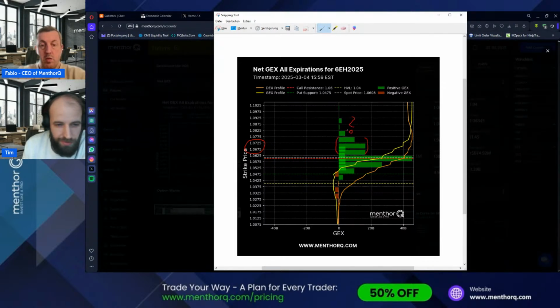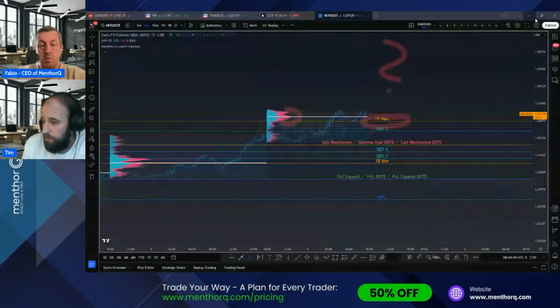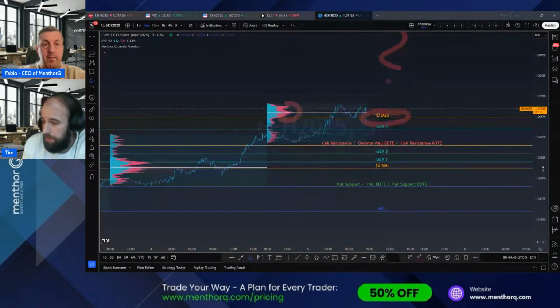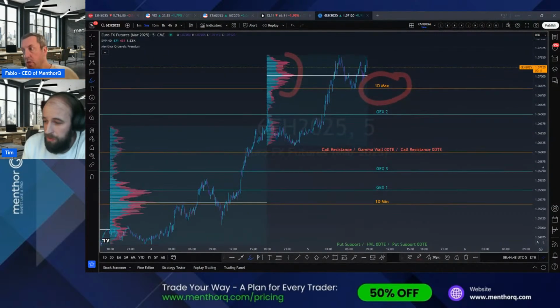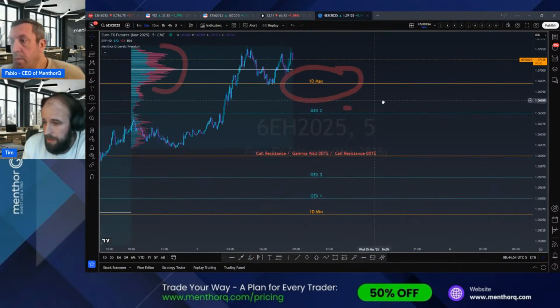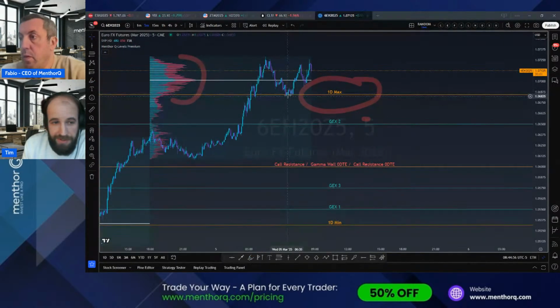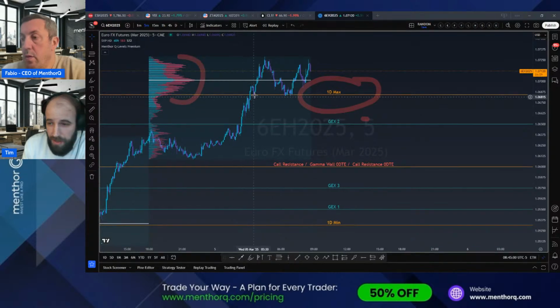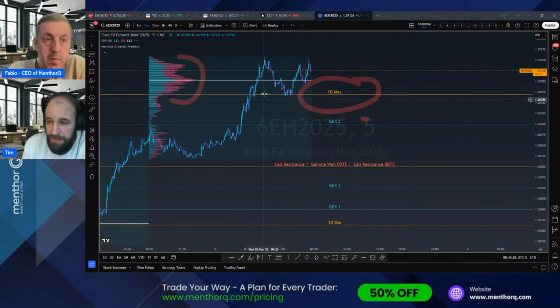What we can now do is hope for or wait for a little bit of a pullback. The only problem is you already had this in the area of the 1-day max. So this is at least a pullback I want to see, right?